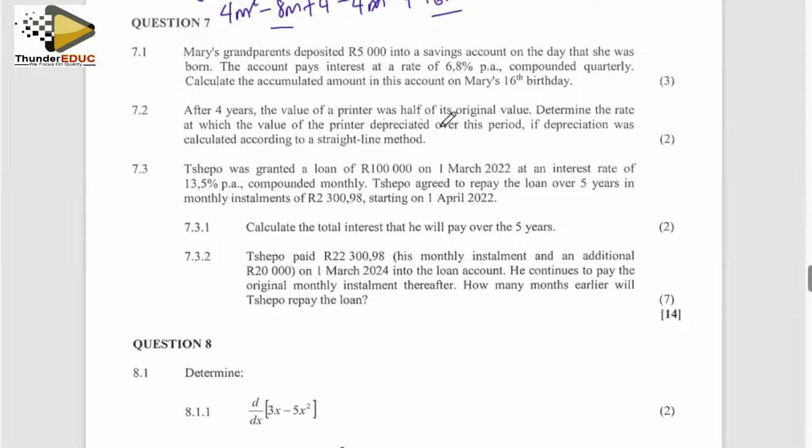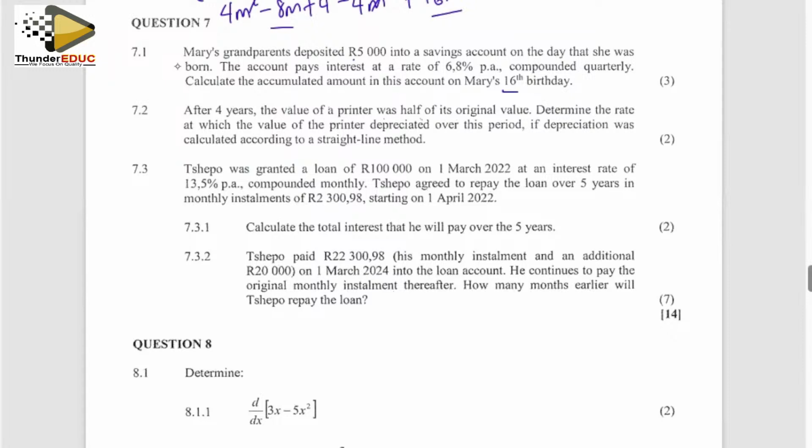Then 7.1, Mary's grandparents deposited 5,000 into a savings account on the day she was born. Mary is lucky, hey? The account pays interest at a rate of 6.8% per annum compounded quarterly. Calculate the accumulated amount in this account on this planned kid's birthday. All right, so 16th birthday.